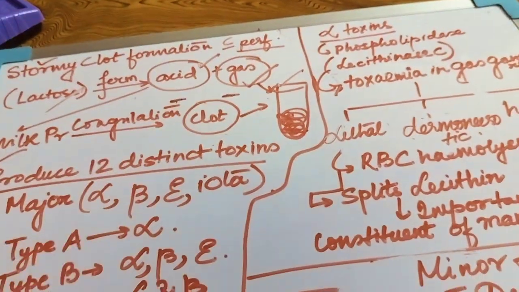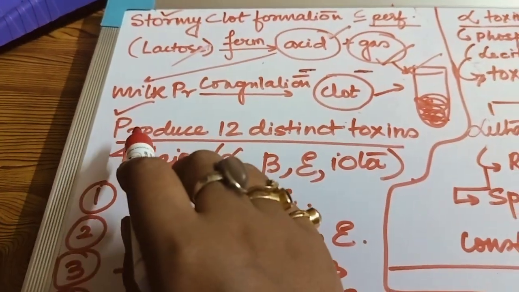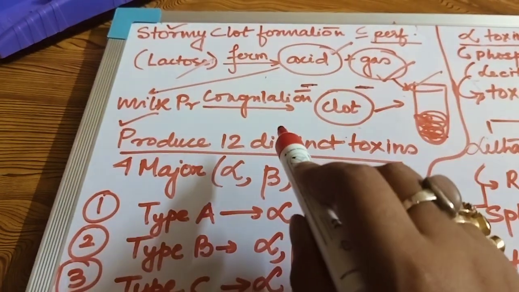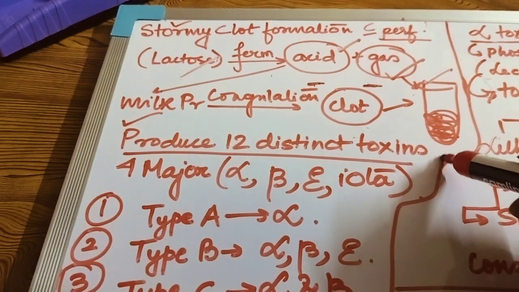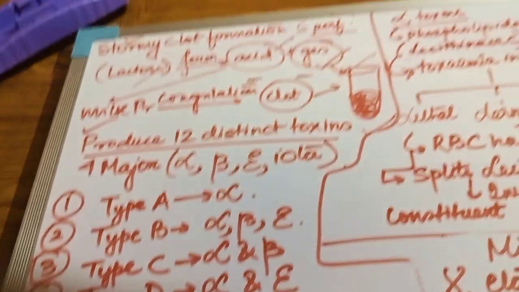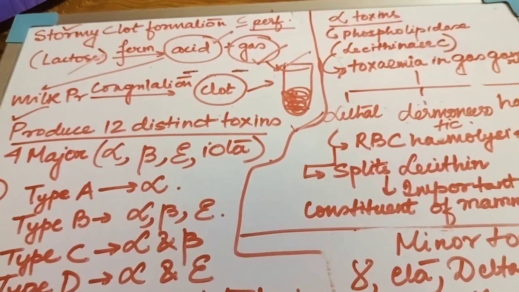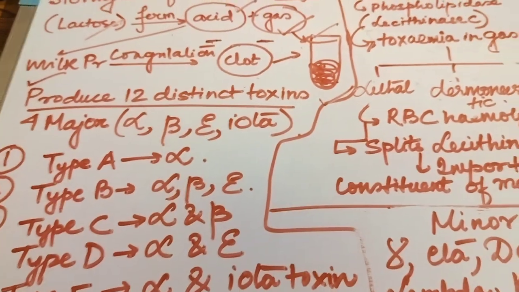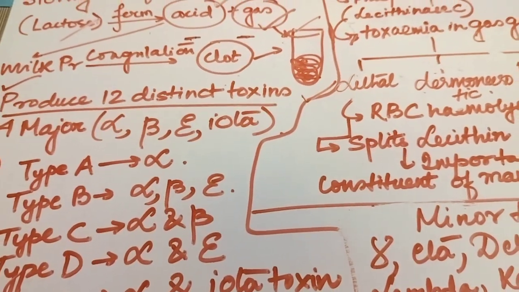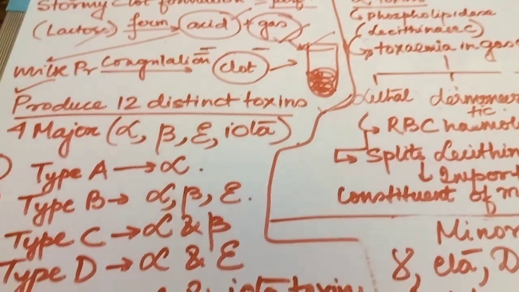And the acid which is produced will basically degrade the milk protein, which will undergo coagulation to produce this clot, and you get to see this clot in this particular test tube. So that is basically stormy clot formation, because there is a stormy fermentation to produce acid and gas, which will bring about the clotting, or coagulation, of the milk protein.